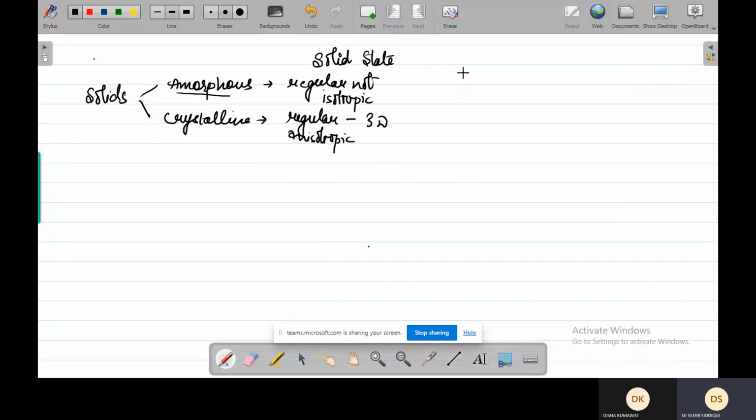On the basis of this, we can expect the one question for the 2 marks over here. That is the difference between amorphous and crystalline solid.